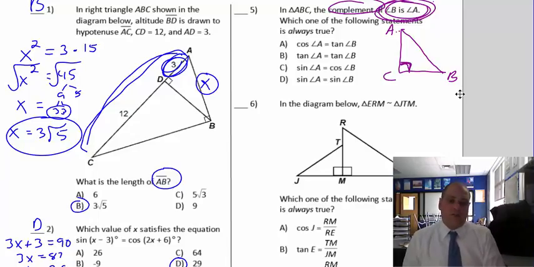So they gave us a choice. You know, the sines aren't equal. The tangents have nothing to do with it. There's no relationship between cosine and tangent.